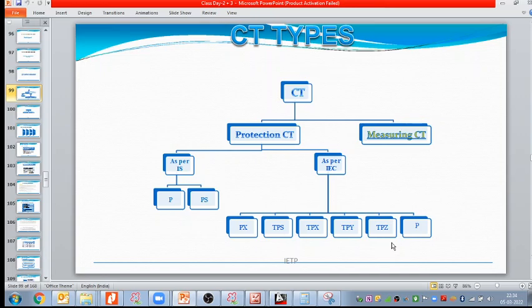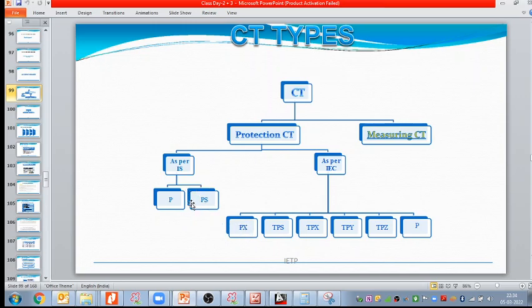Generally, as per the IEC, we usually use P and PX class CT. So let us discuss the calculations for what we use mostly, P and PX class CT. Before going to that, we should understand the difference between P and PX class CT core, where we go with the P class CT core and where we should go with the PX class CT core.